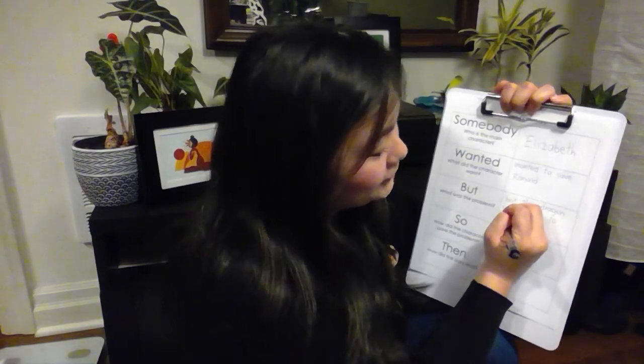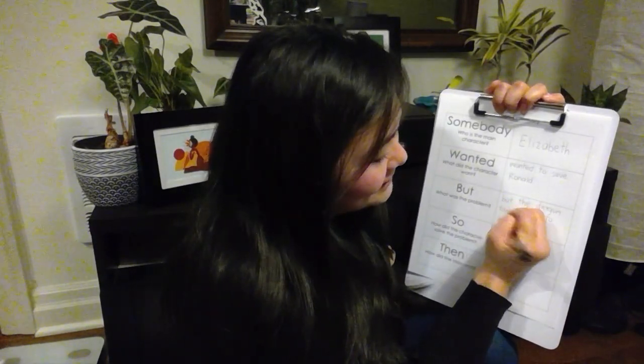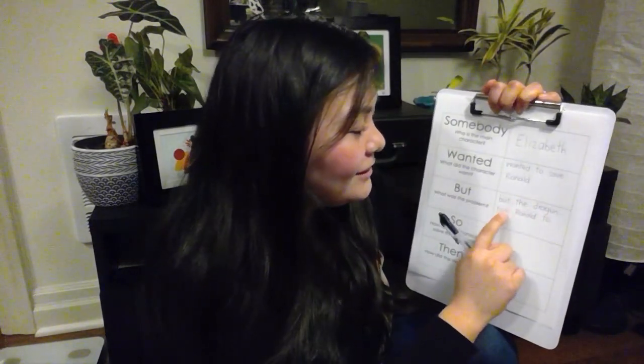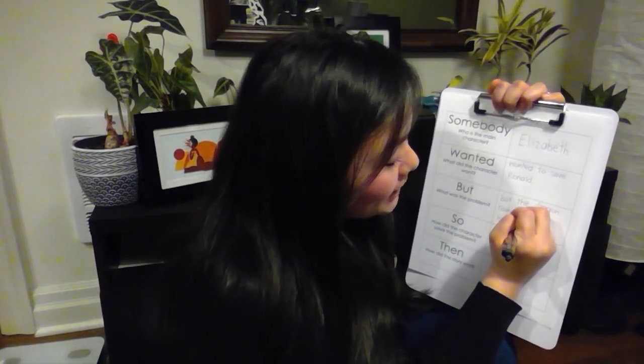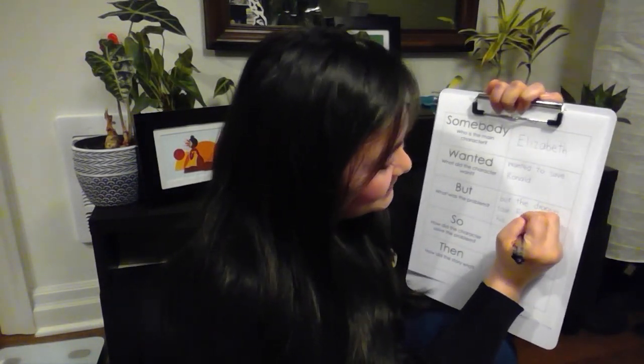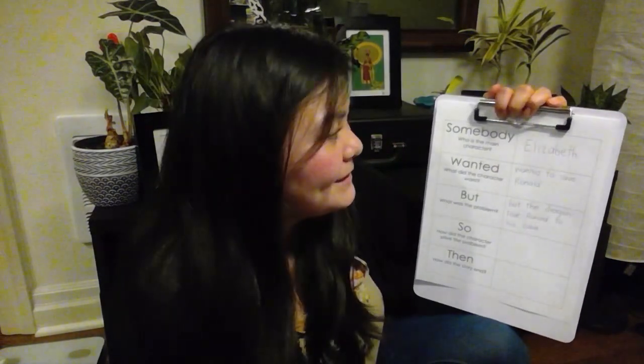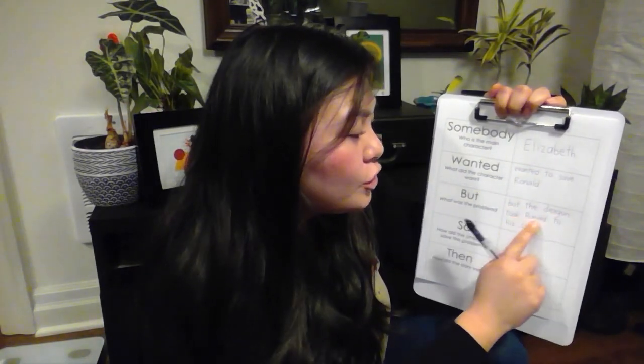But the dragon took Ronald to his. This is also a basketball word. Let's dribble it out. H-I-S. But the dragon took Ronald to his cave. It's not a basketball word, so I'm going to stretch this word out. Cave. Silent E. Let's reread this summary so far, see if it makes sense. Elizabeth wanted to save Ronald, but the dragon took Ronald to his cave.